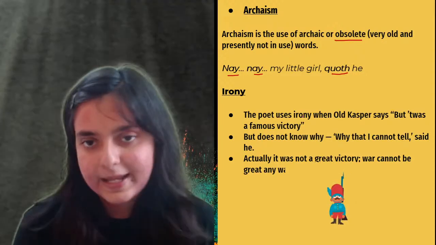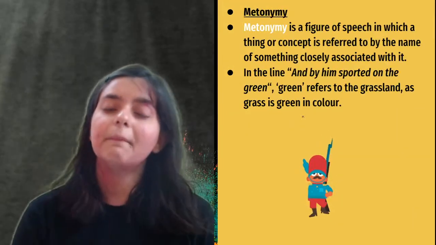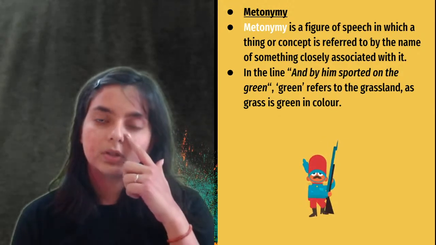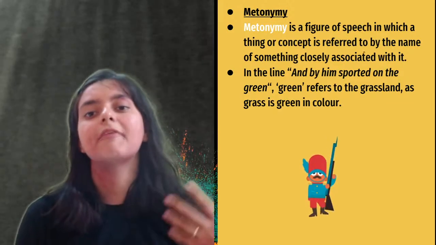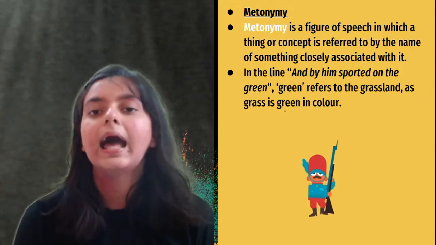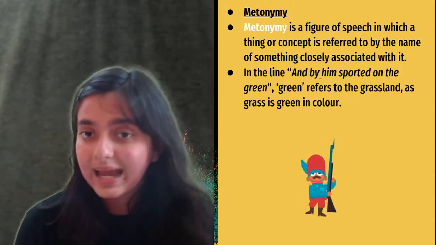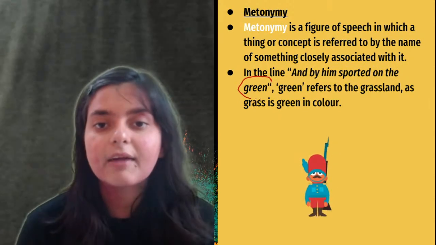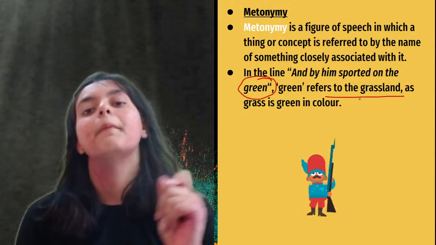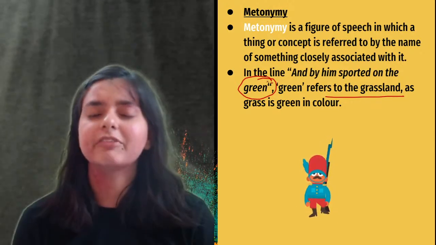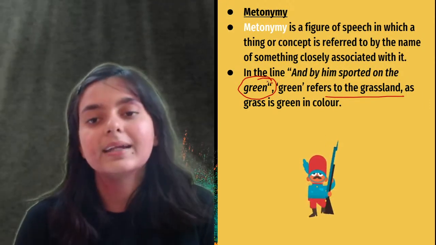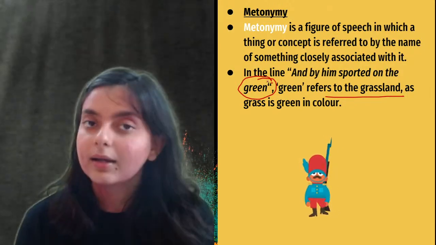Irony, I have already explained to you, right? So next is metonymy. Metonymy is basically a thing or concept which is referred to by something very closely associated with it. For example, by him and by him spotted on the green. Green refers not to the color green, but to the grassland. So the green refers to something which is closely associated with it, that is the grassland. So here green does not mean the green color, but the grassland.